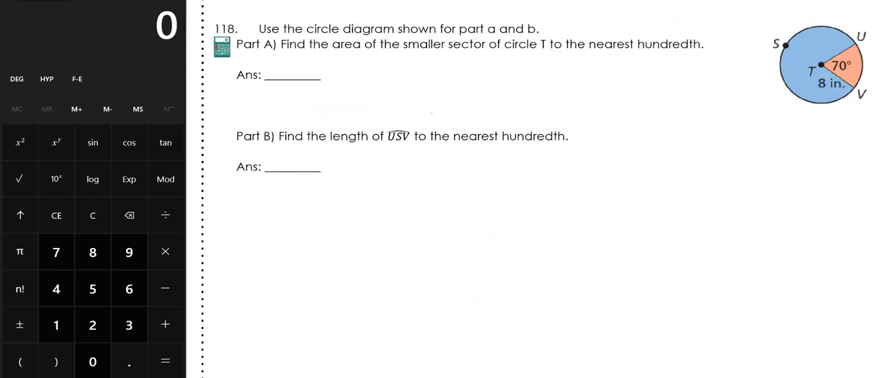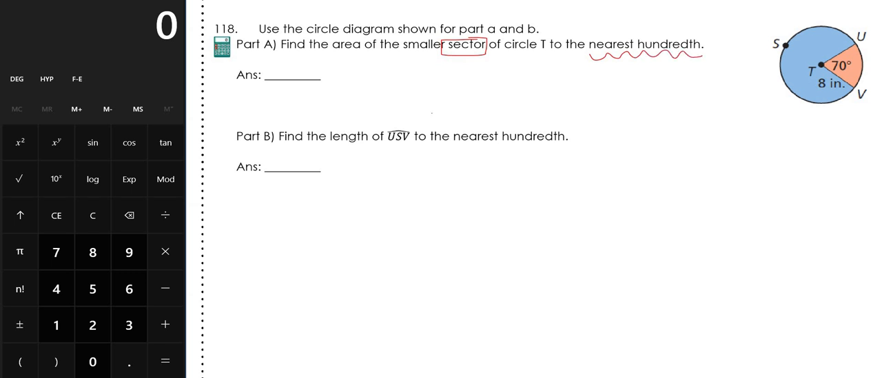118. Use a circle diagram for both part A and B. Part A. Find the area of the smaller sector of circle T to the nearest hundredth. So we're looking for sector area. It's how to find the area of a slice of a full circle. They want your final answer to the nearest hundredth. So that means you are going to multiply in pi.